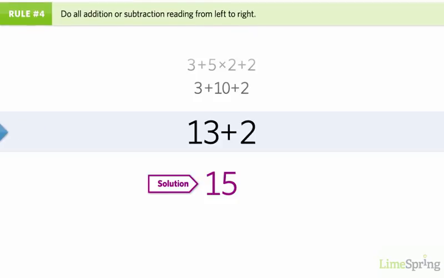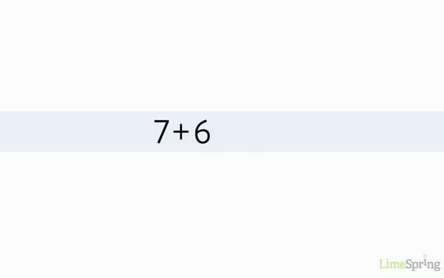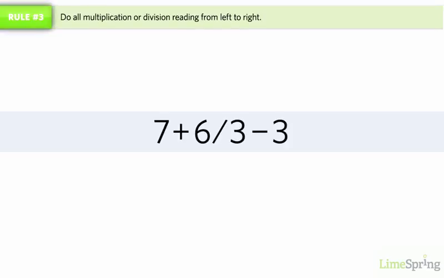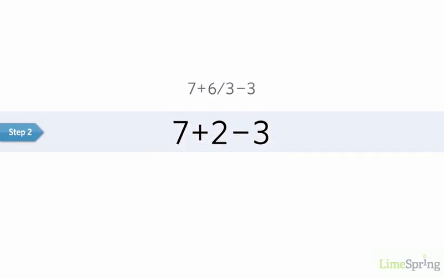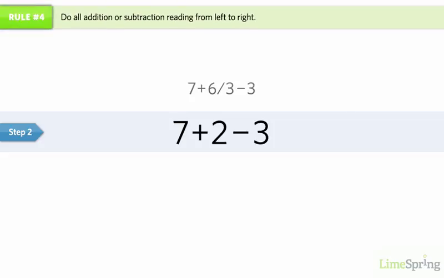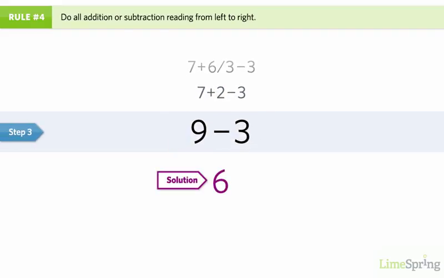Okay, two more problems. How about 7 plus 6 divided by 3 minus 3? Again, we first look for multiplication or division, and we find 6 divided by 3. So we simplify that first, and because 6 divided by 3 equals 2, we can rewrite our expression as 7 plus 2 minus 3. Now, because we have completed the division and all that's left is addition and subtraction, we just read the problem as we would read a phrase, from left to right. 7 plus 2 equals 9. And 9 minus 3 equals 6, so we have our answer.